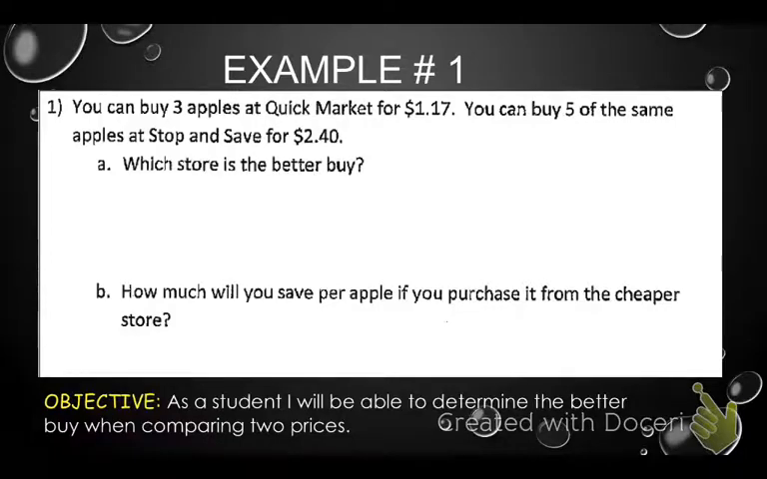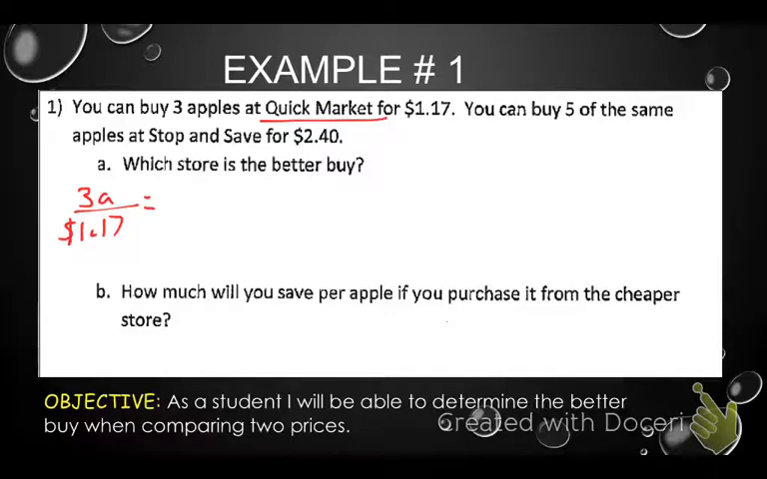It says you can buy 3 apples at Quick Market for $1.17. You can buy 5 of the same apples at Stop and Save for $2.40. Part A asks, which store is the better buy? Well, I'm going to start with Quick Market. I have 3 apples for $1.17, and what I'm going to do is create a unit rate. So 3 apples, $1.17. Remember, we always put our same labels.